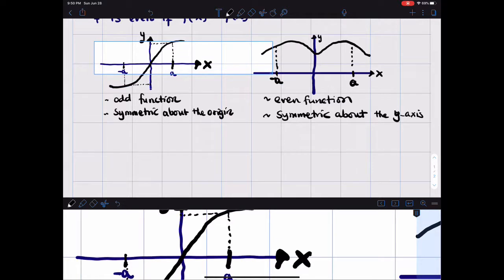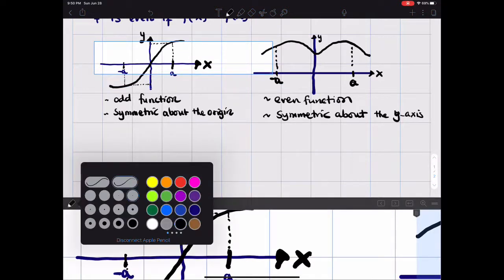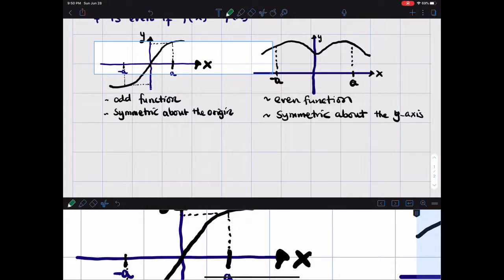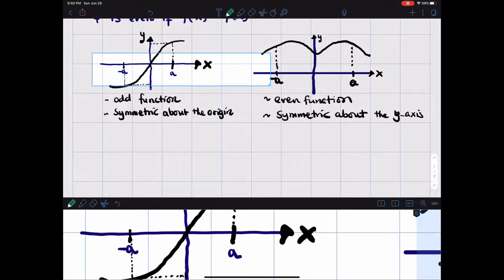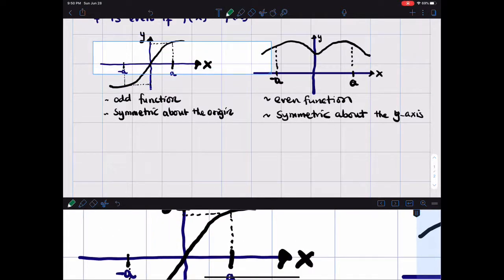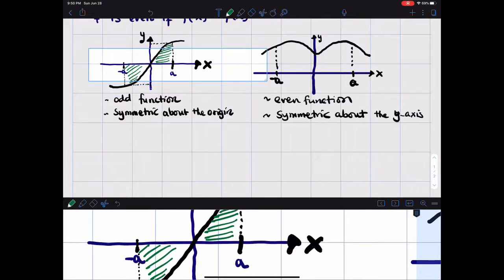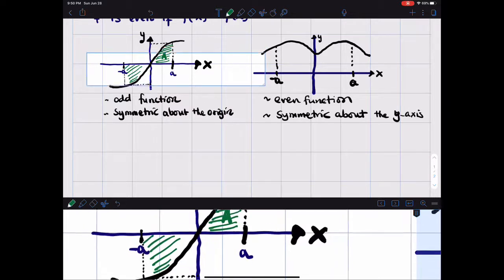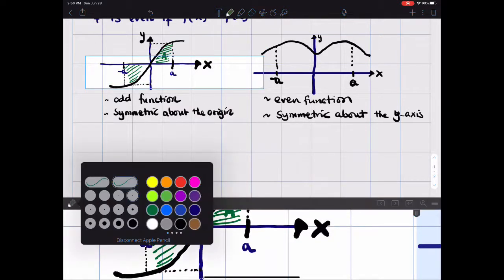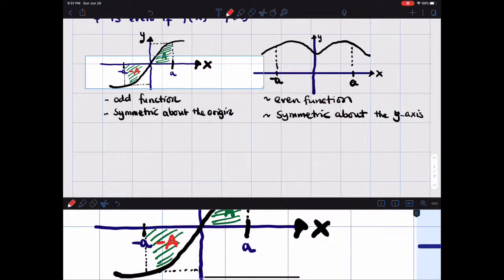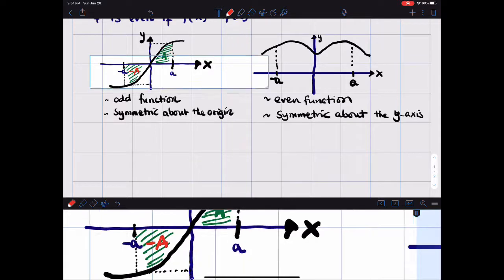So if you have a function that is symmetric about the origin, an odd function, and if you try to compute the integral from negative a to a, automatically you see that this integral is going to be 0 because this is a positive area and this is a negative area. So if this area is a, then this area would definitely be negative a. So if you add both of them up, you get 0.